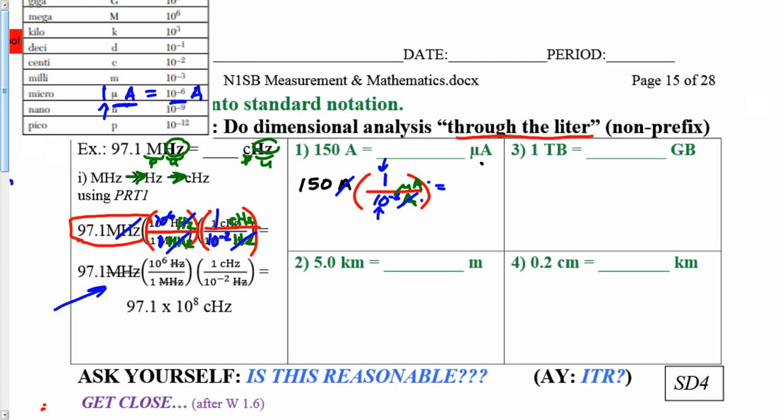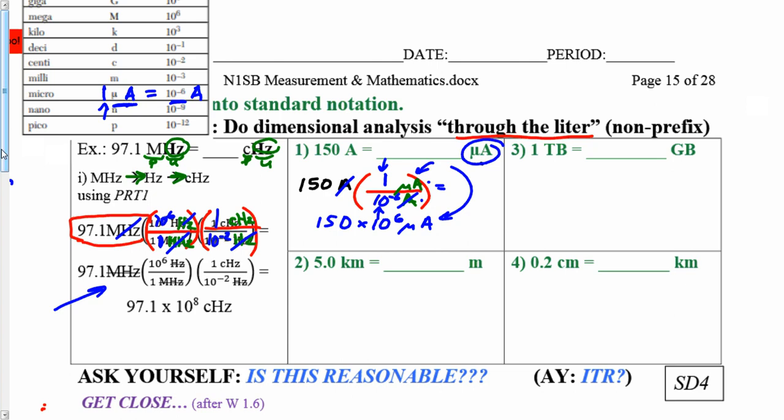So 150 times 1 divided by 10 to the minus 6. Now, if you didn't watch that EE button video, do it already. It makes your life easier. This is basic math over here, and this comes out to 150 times 10 to the positive 6th microampere. Now, wait a minute. What unit goes here? The unit you were turning it into, the unit that is left over, that's the unit that we have. Now, I believe this said standard notation.